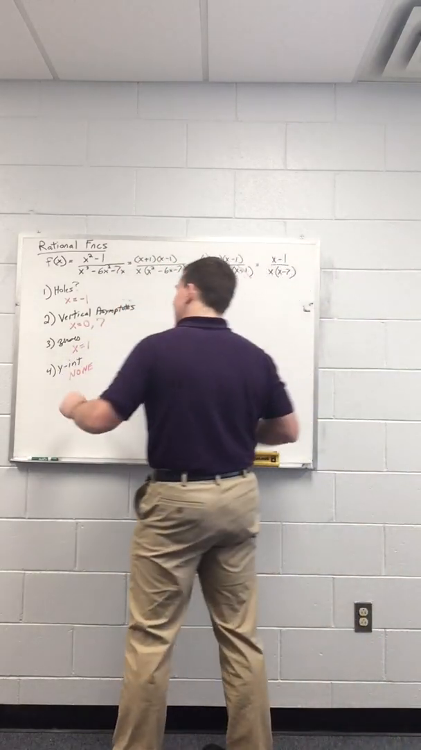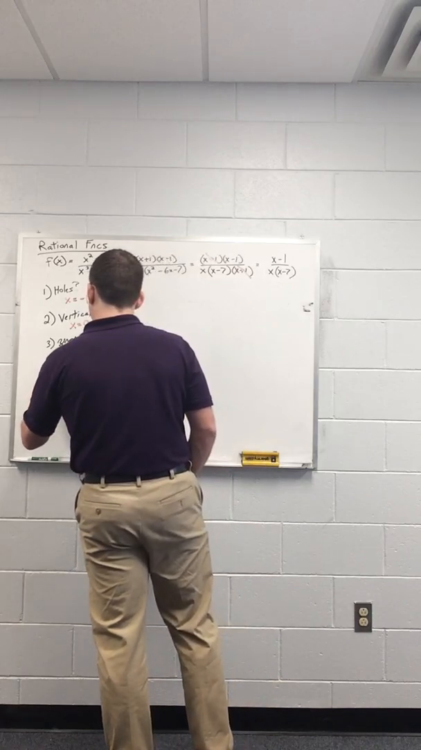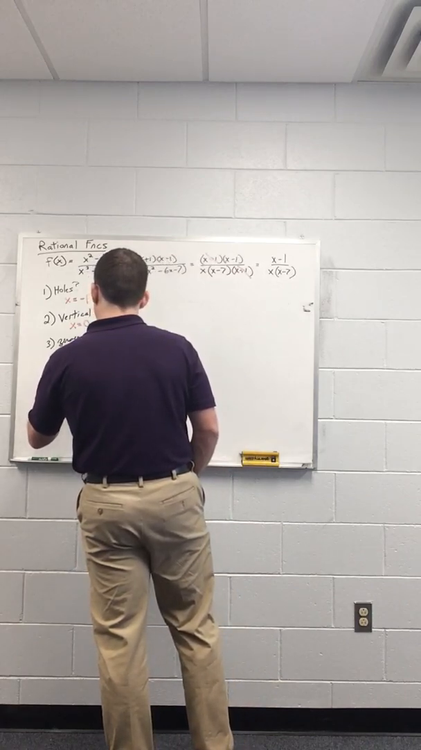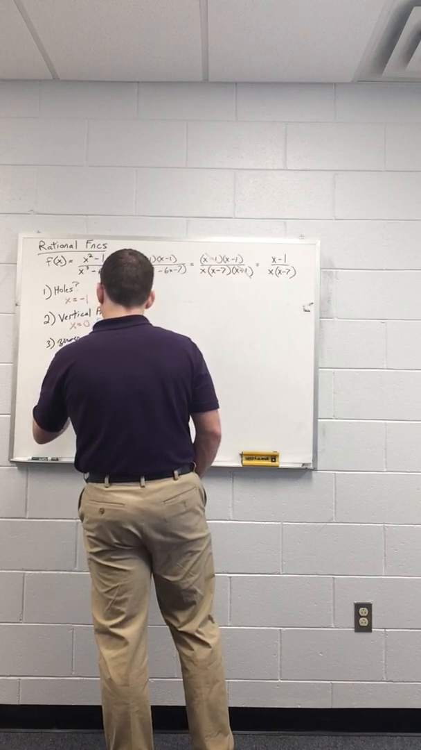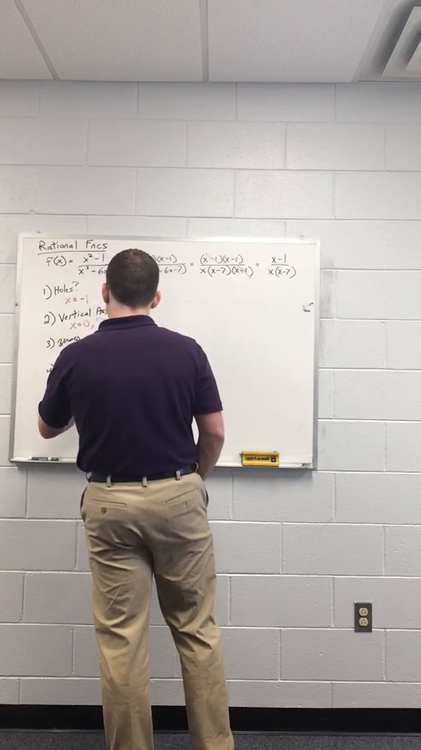Okay. Now, one other thing we can look for is a horizontal or oblique asymptote.